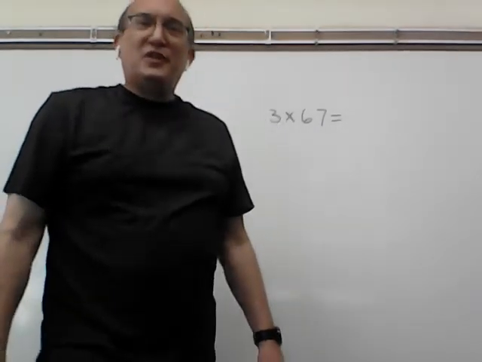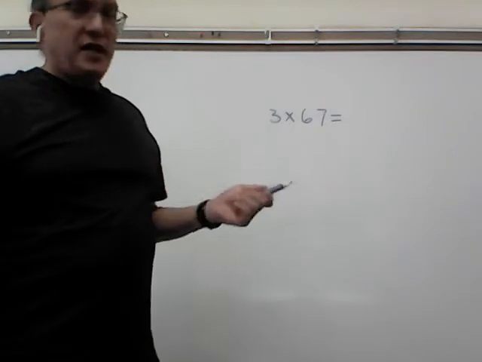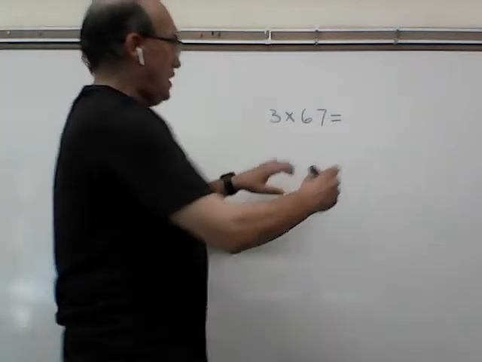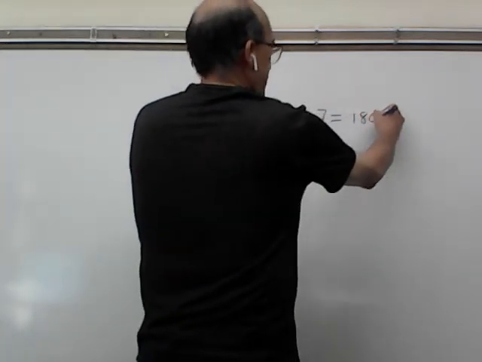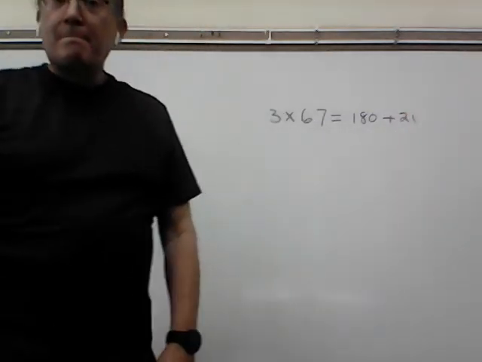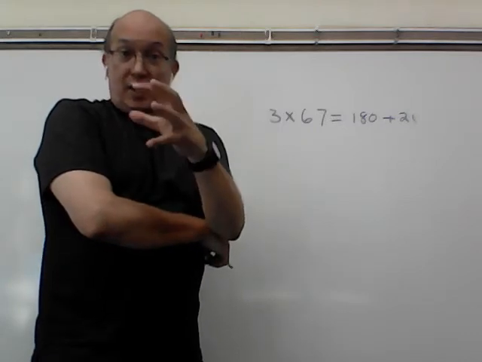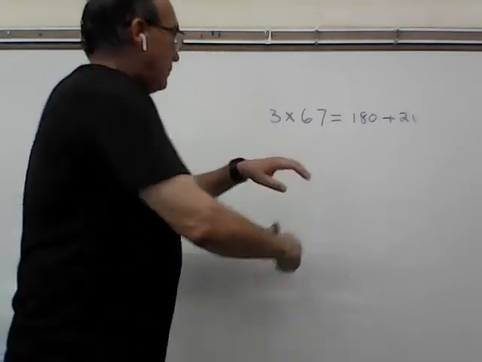I'm going to sort of reveal the magic right away, and I'm going to suggest to you that 3 times 67 is 180 plus 21. Let's break that down a little bit and see why.